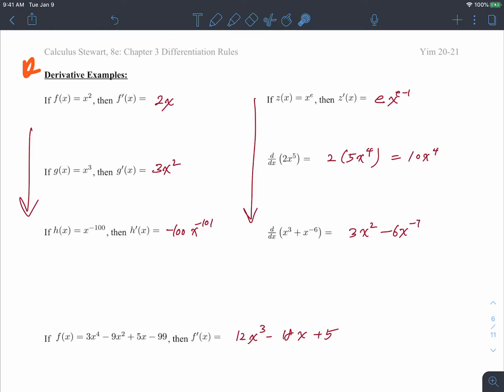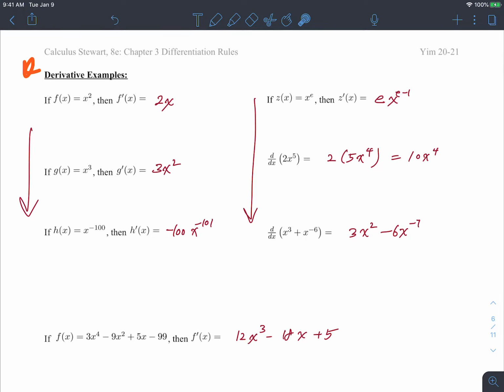Now remember, guys, this e is a natural number. It's about 2.7, right? So you bring that to the front, and you subtract 1. We're done. So if I had 3.1 over here, guys, the answer would have been 3.1 x to the 3.1 minus 1, which would be 3.1 times x to the 2.1, right? So it doesn't always have to be a natural number or integer value. It could be any real number.